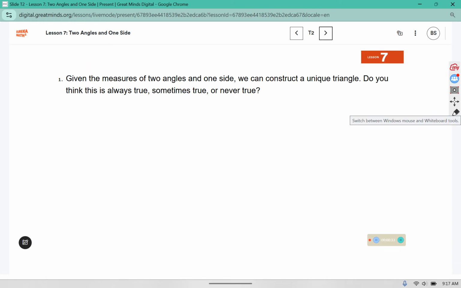Given the measure of two angles and one side, we can construct a unique triangle. Do you think this is always true, sometimes true, or never true? Well, in the previous lesson, we saw that 3 criteria wasn't always enough for us to create identical triangles. Like when we had 3 angles, we were able to create 3 angles that were the same, but the sizes of the triangles were all different. So do you think this is always true, sometimes true, or never true? I think that with 3 criteria, this might be sometimes true.